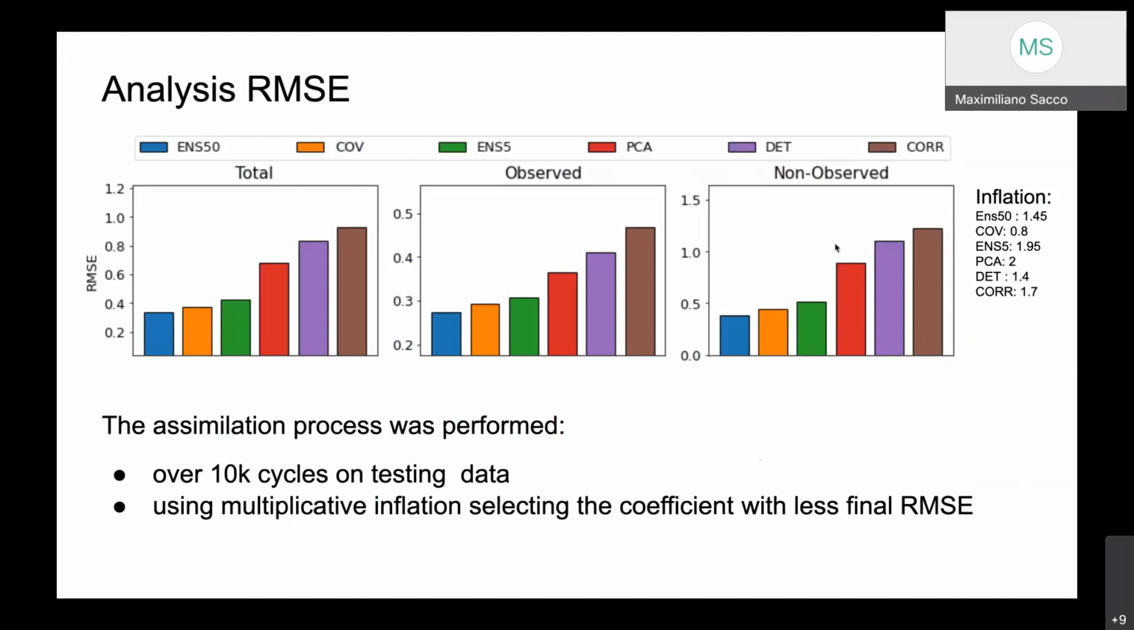For me, the biggest surprise was PCA, because in the qualitative analysis, it was not doing very well. But I think this is because, again, PCA concentrates its predictive power where the error variability is higher due to the lack of observation. And in particular, this is where the assimilation method is most needed.